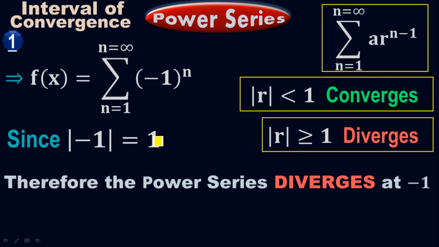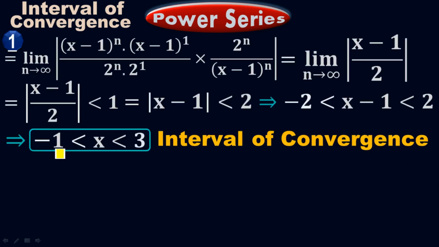What is positive 1? Positive 1 equals 1, not less than 1. For the series to converge, the modulus of r must be less than 1. But since the modulus of -1 is equal to 1, the power series diverges. So we got that the first border value, which is -1, is not included in the interval of convergence.